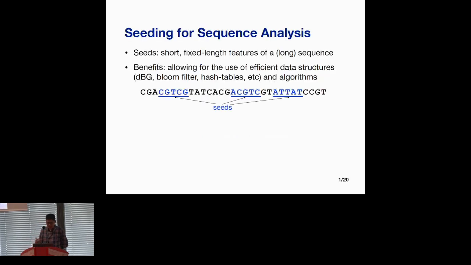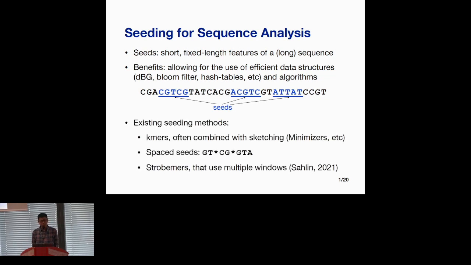Seeds in sequence analysis often refer to short, fixed-length features of long sequences. Transforming long sequences into regular seeds is beneficial because efficient data structures such as de Bruijn graphs, Bloom filters, and hash tables, and algorithms can be applied. Let me briefly mention a few existing seeding methods, among many others. Perhaps the simplest are k-mers, as this example shows.